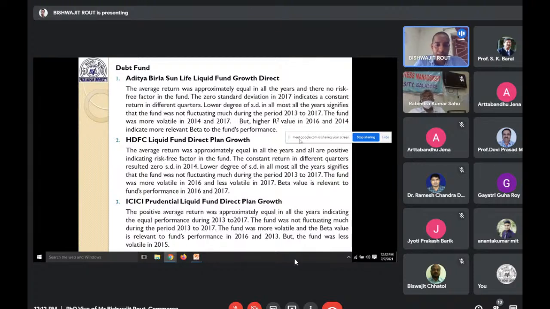So the positive average return was approximately equal in all the years, indicating the equal performance during the year 2013 to 2017. The fund was not fluctuating much during the period, so the fund was more volatile and the beta value is relevant to fund performance in 2016 and 13. But the fund was less volatile in 2015.